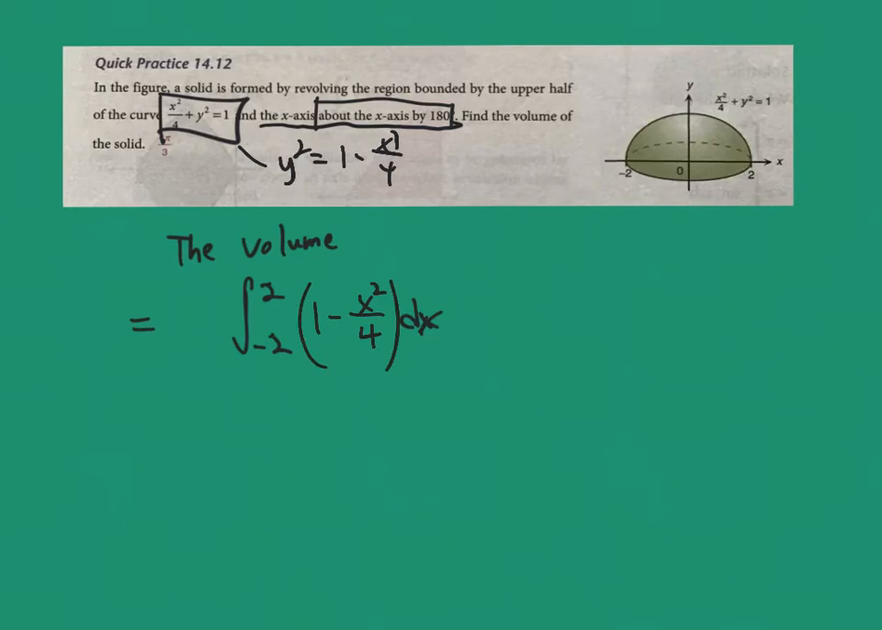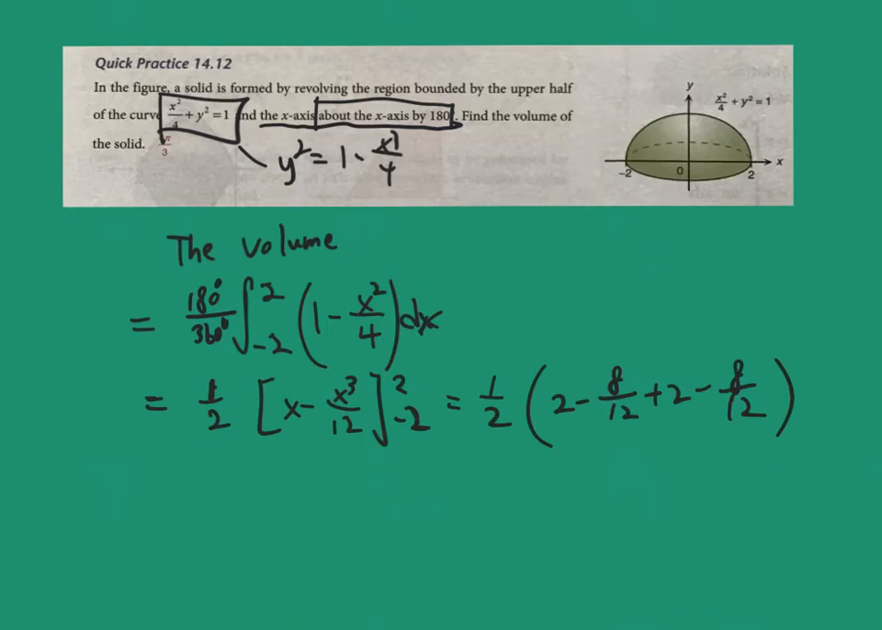But since this is not a complete revolution, we need to multiply by 180 degrees over 360 degrees. That is half of it. Just do it as usual. And I forgot to take the pi for the volume. Therefore, add the pi here, and then add the pi here. After that, you get the answer 4 pi over 3. Done.